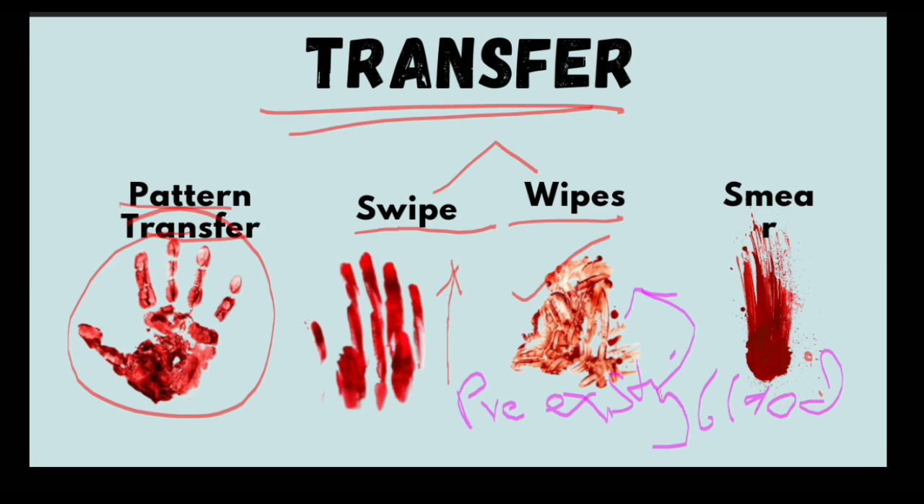Then smear. Smear stain is what we create in the laboratory, rubbing one slide upon another. So this is how the smear stain looks. Here is the sign of being rubbed.